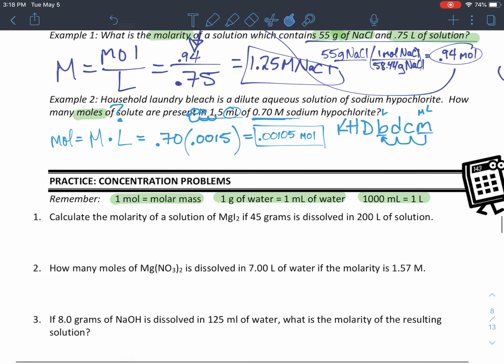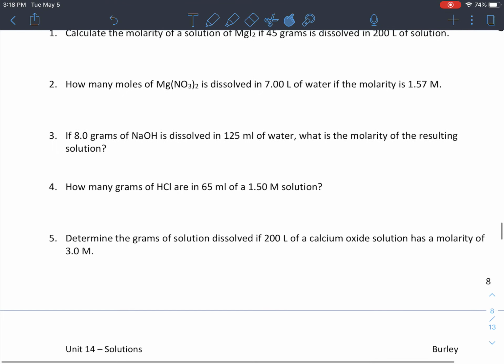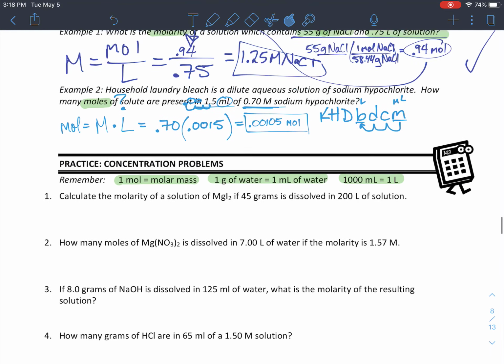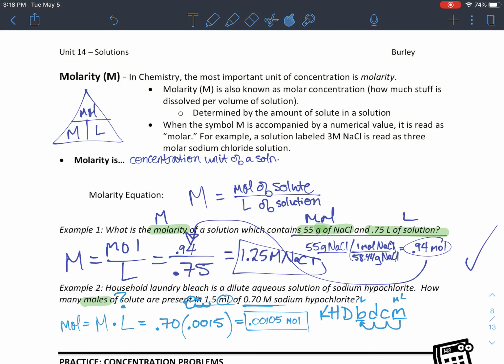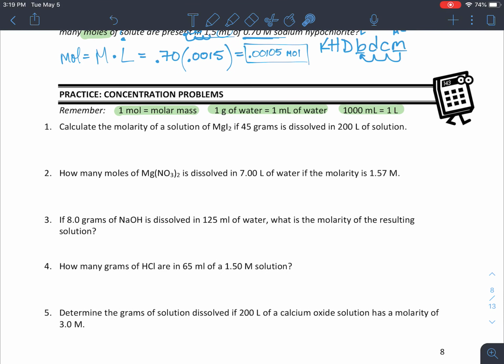So there's only 5 of these problems. You just plug them into the equation and solve. Just again, be sure that they are all in the correct units, moles or liters, or have a big M next to the number.